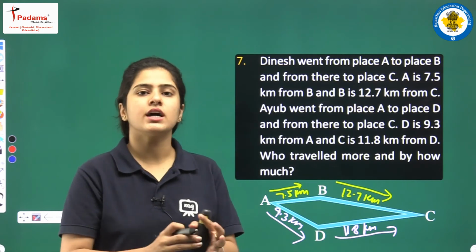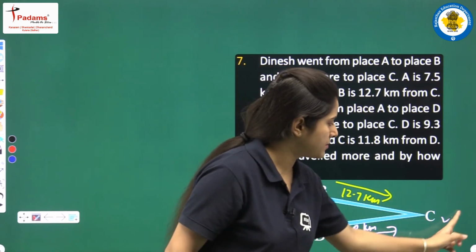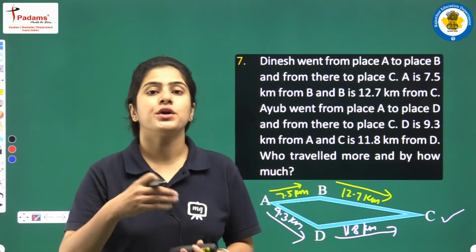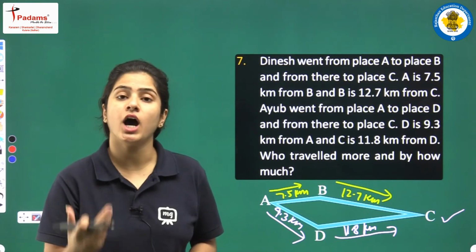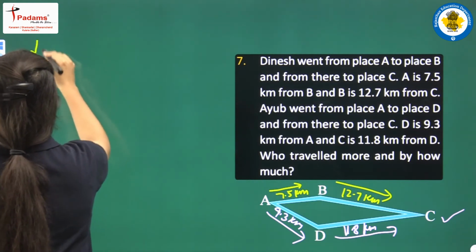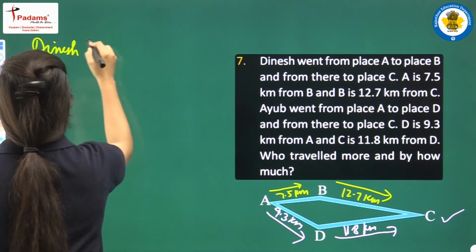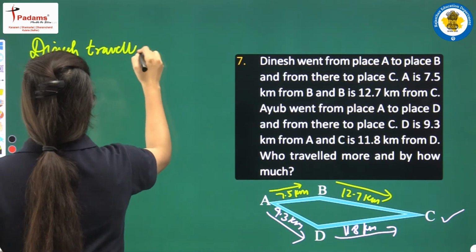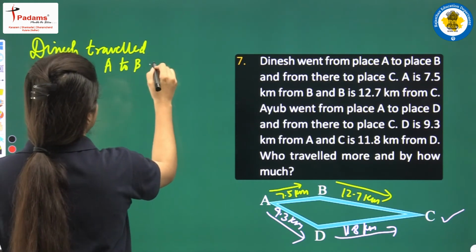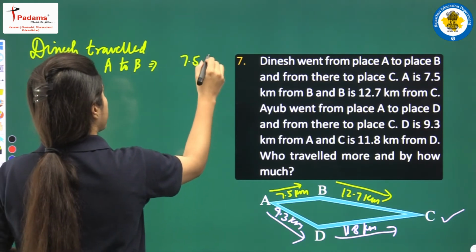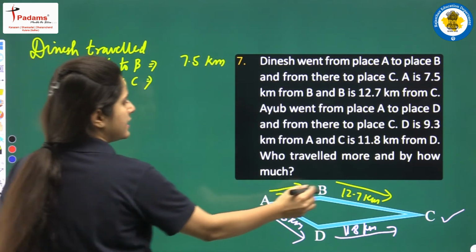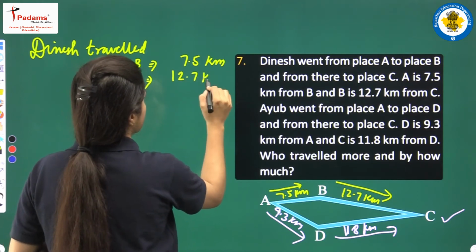Okay, they both are going to the point C, right? But they are following different routes. We want to find who travelled more and by how much. So let's start with Dinesh. Firstly he is going from A to B. From A to B he is travelling 7.5 kilometers, right, students? And from B to C he is travelling 12.7 kilometers, right?